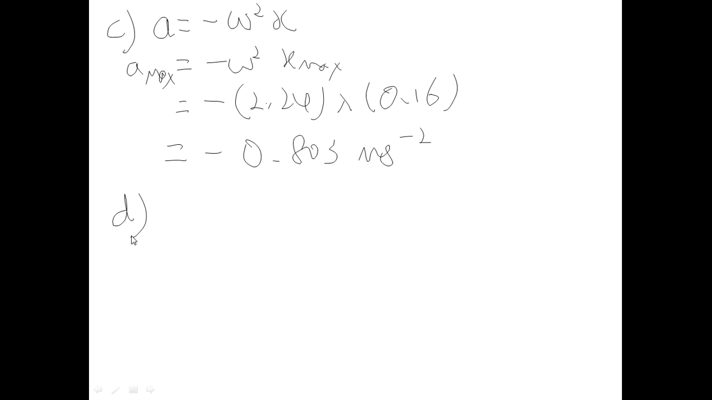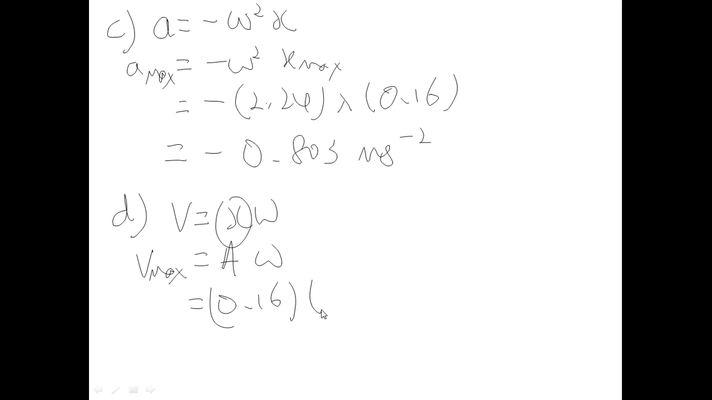Now part D. Determine the maximum speed of the mass. According to the oscillation equation, v will be equal to omega x. So if I want to find v max here, my x again is the maximum. So it is our omega, which we have calculated before, and our amplitude, which we also have. Again, replace the amplitude x 0.16 times the omega, 2.24. So you will get 0.36 meters per second.